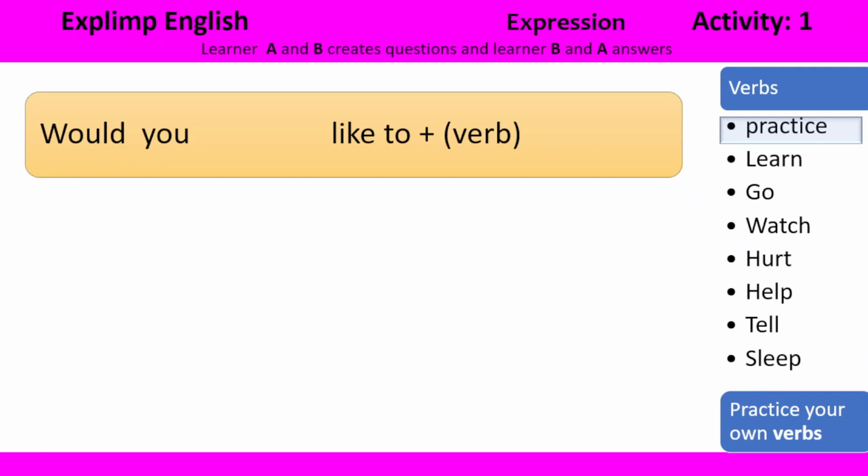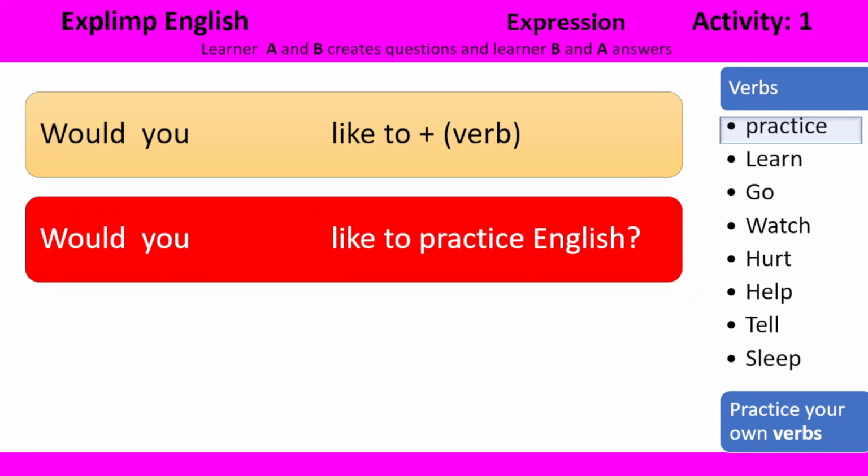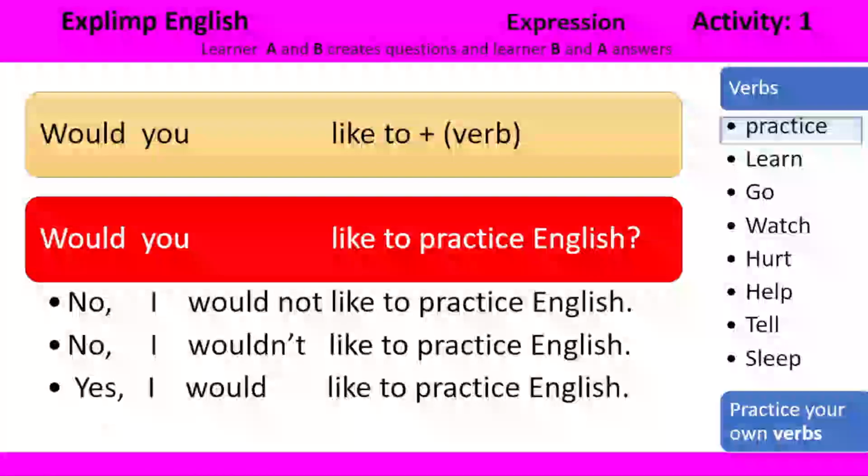So let's create our first question. Would you like to practice English? Now, there are two possible answers. Number 1 is no, I would not like to practice English. Or in contraction, you could say no, I wouldn't like to practice English. Or you could say yes, I would like to practice English.